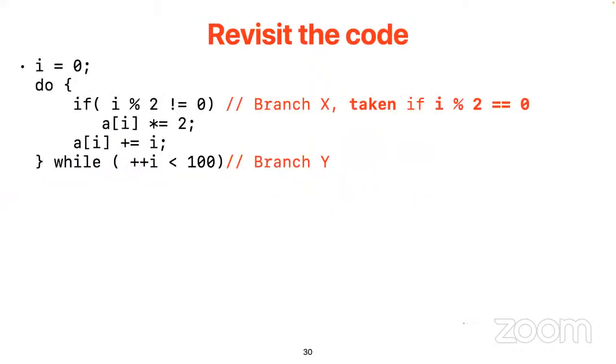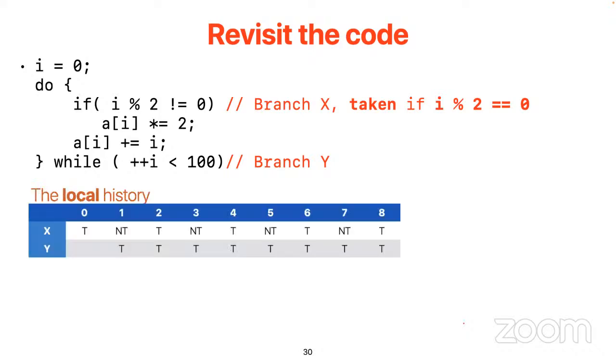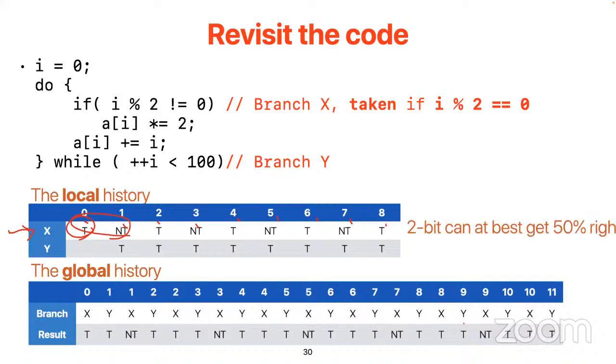So let's revisit the code again, and let's look at the history. If you see the history of each branch, say X, the pattern is taken, not taken, taken, not taken, taken, not taken, taken, not taken, taken, repeatedly, right? And for a 2-bit local predictor, as I said, the same result doesn't appear twice or more. So the best it can do is actually 50%, right? And for this one, because it has been more than 2, it can get 100%.